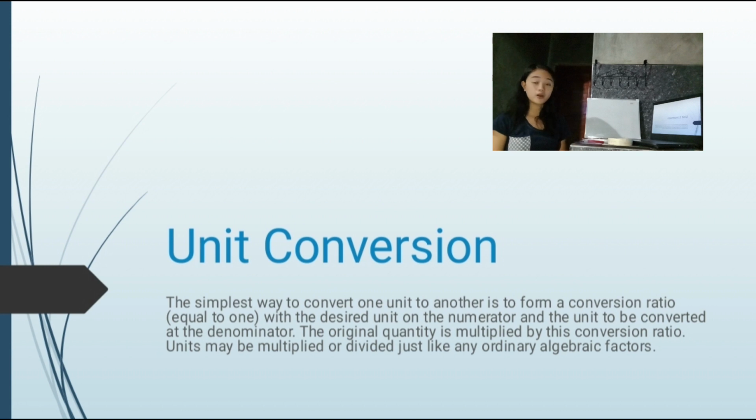Unit conversion. Magko-convert naman tayo. The simplest way to convert one unit to another is to form a conversion ratio equal to 1 with the desired unit on the numerator and the unit to be converted at the denominator. The original quantity is multiplied by this conversion ratio. Units may be multiplied or divided just like any ordinary algebraic factors.